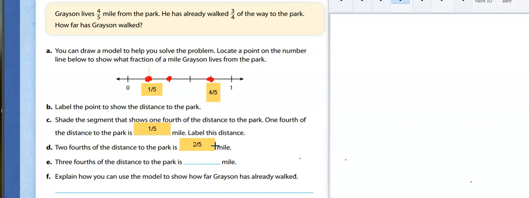E says 3/4 of the distance to the park is how much of an entire mile? So 3/4, 1, 2, 3, right here is equivalent to 3/5 of the entire mile. So we're going to write 3/5 in this space.